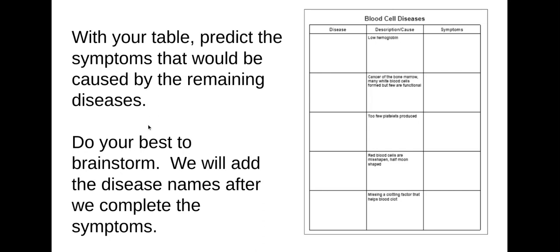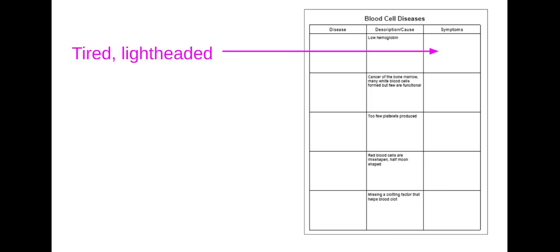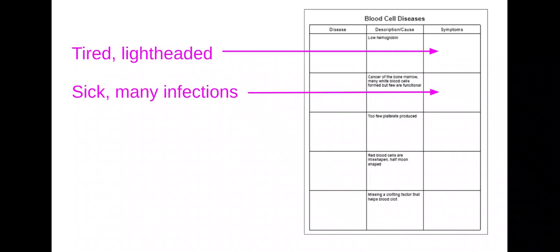Now, in class, we did this where we predicted the symptoms for all of these disorders. Okay, we're going to just run through them, and I'll tell you them rather than having you brainstorm them. So for low hemoglobin, remember that hemoglobin makes up red blood cells. And so if we don't have a lot of the building blocks to make red blood cells, we're going to be tired really easily. We might also be lightheaded because we're not getting enough oxygen. Cancer of the bone marrow, we just did this one. You might be sick, have a lot of infections.